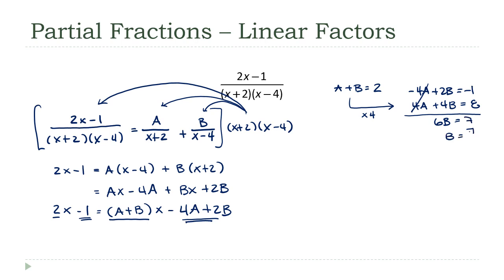B is equal to 7/6. Yeah, kind of a weird fraction, but that happens with these things, so you've got to be prepared for it. Now I'm going to substitute back into the other equation, and I'll get a value for A. So this is A plus 7/6 equals 2. If I subtract 7/6 from both sides, A is 2 minus 7/6. And 2 is what?